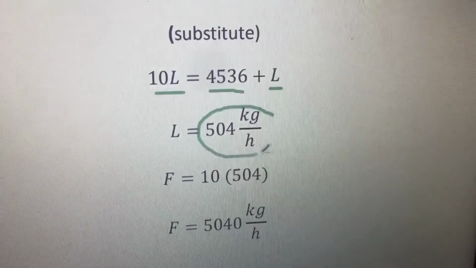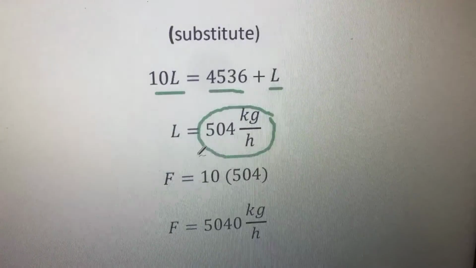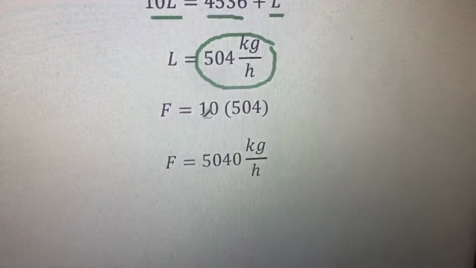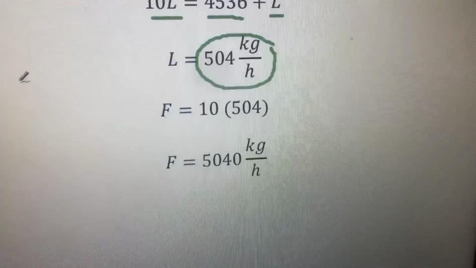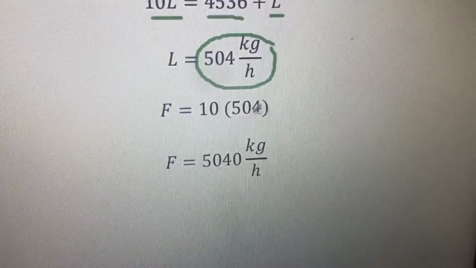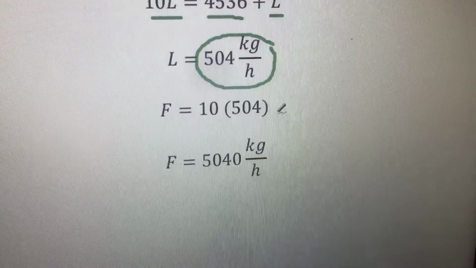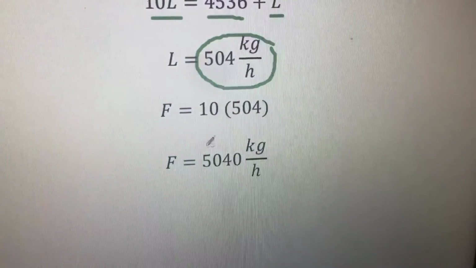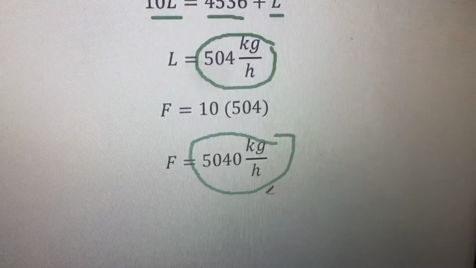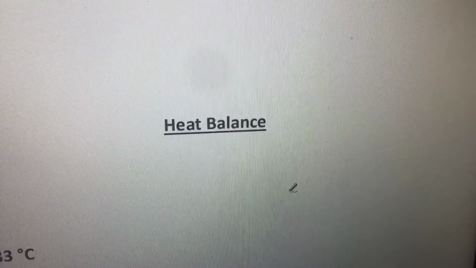Next, we already solved for the value of L, and we're going to solve for the value of F. As we know, F is equal to 10 times L, so we get 5,040 kilogram per hour. The third step is solving for heat balance.